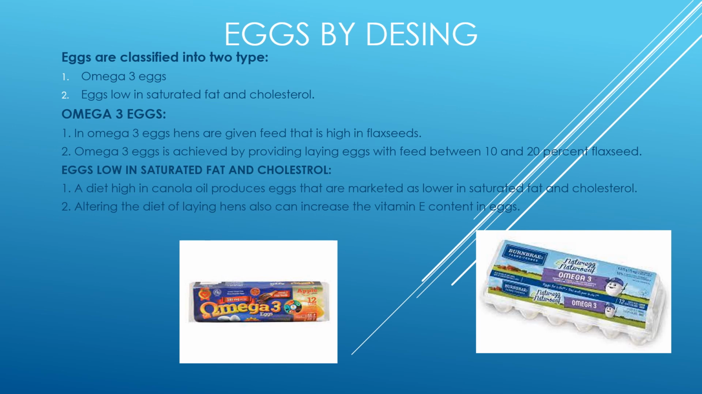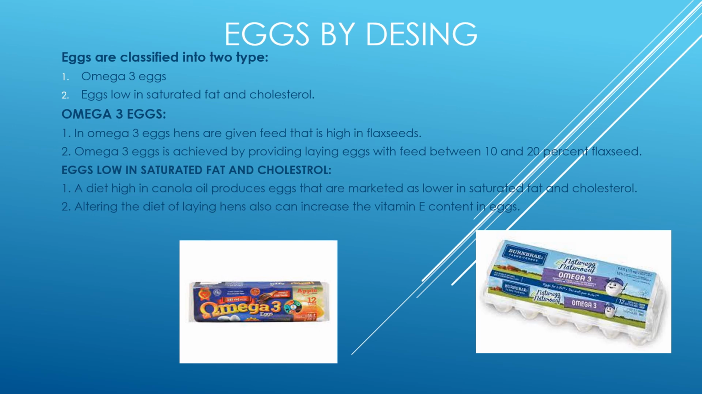The diets of chicken can be manipulated to alter other components of the eggs that they lay. Like a diet which is rich in canola oil produces eggs that are marketed as lower in saturated fat and cholesterol. Again, under FDA regulations, this claim can be made only if the content of both saturated fat and cholesterol is at least 25% lower than it is in the standard eggs. Altering the diet of laying hens also can increase the vitamin E content in eggs.